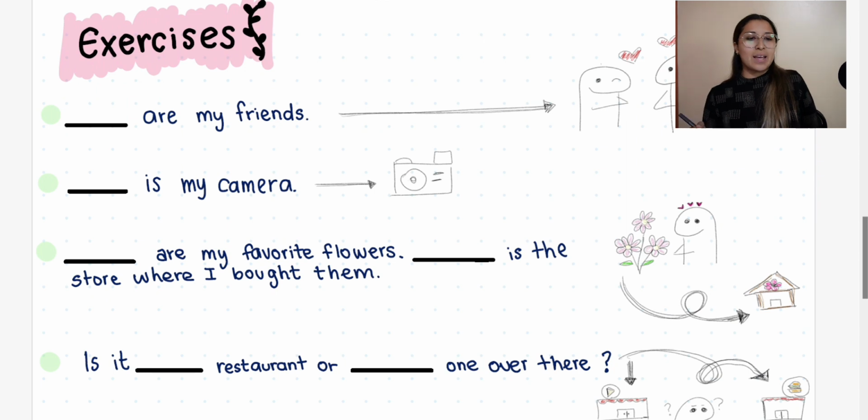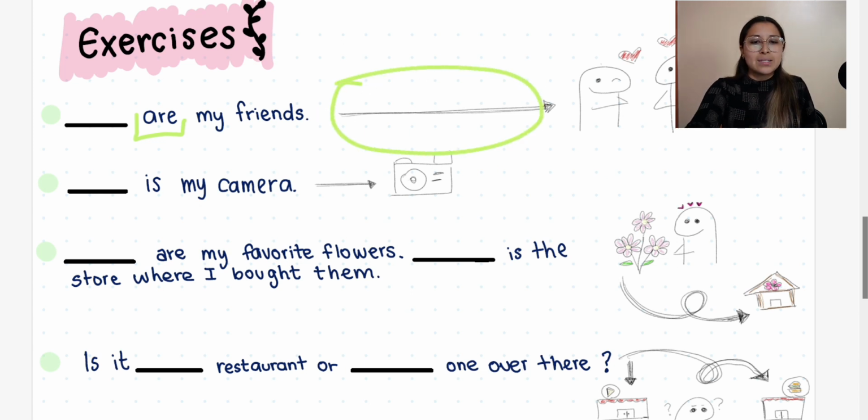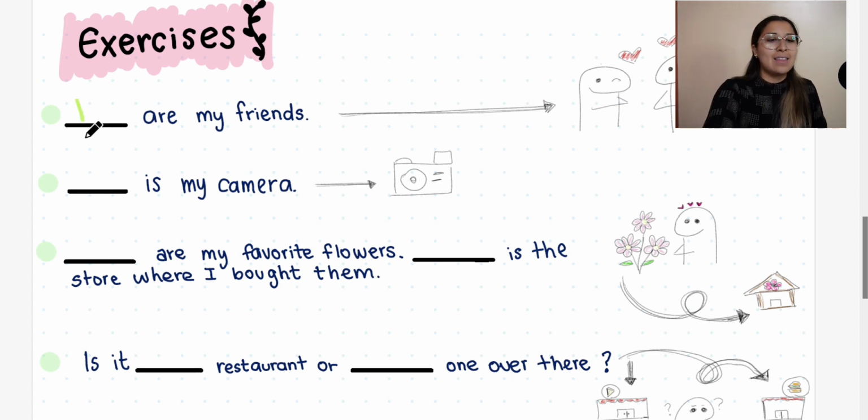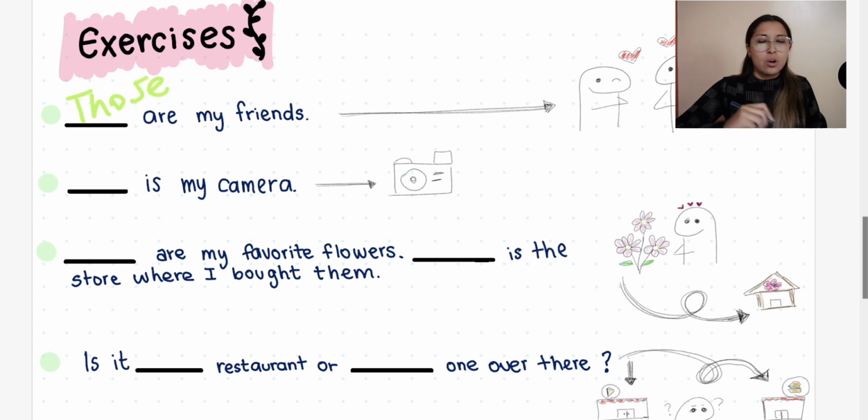The first one. Blank are my friends. Now, to have the correct answer, we have to look at the verb to be. Are is plural, so we have the option these or those. Now, the arrow is telling me that they are far away. So which can be the answer? Exactly, the answer is those. Look! Those are my friends.